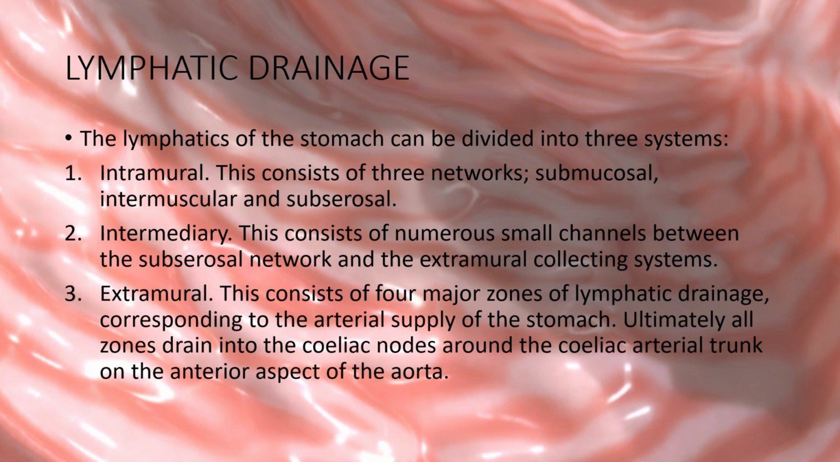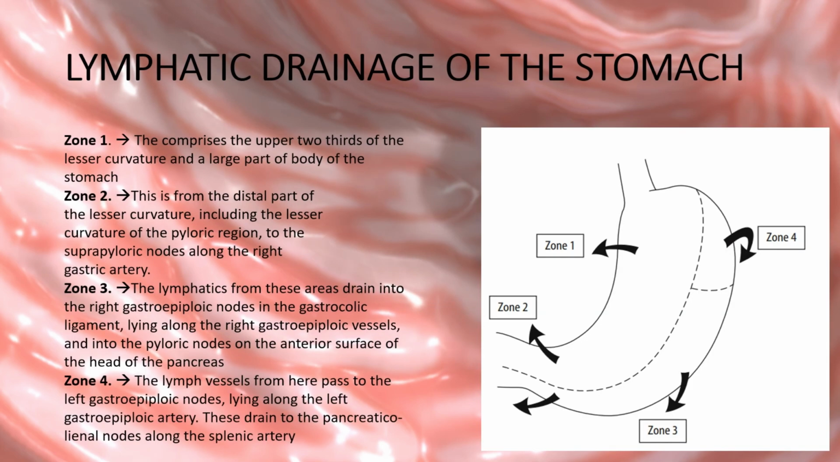The last one is the extramural part that consists of four major zones of lymphatic drainage corresponding to the arterial supply of the stomach. Ultimately, all zones drain into the celiac nodes around the celiac arterial trunk on the anterior aspect of the aorta. Another definition that we have is that these lymph nodes of the gastric lymphatic drainage are divided into 4 zones.